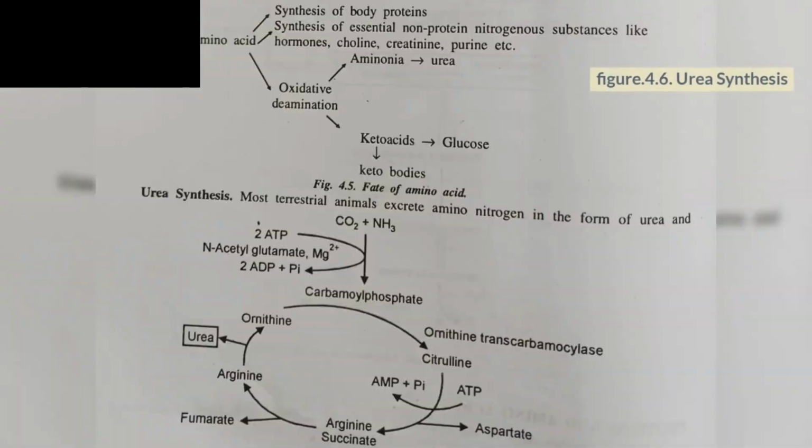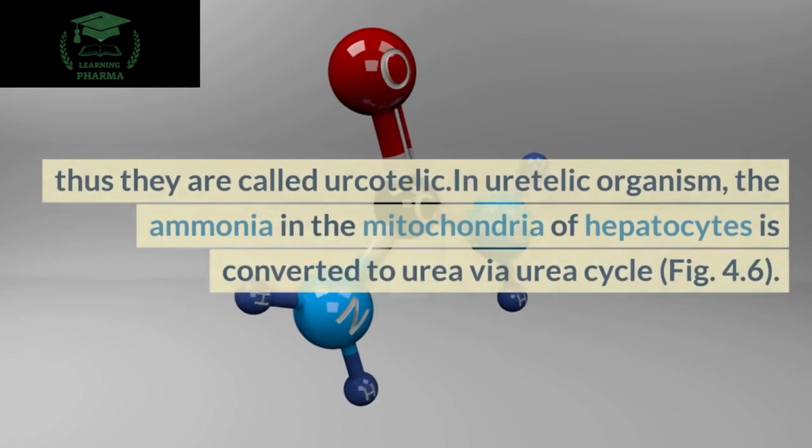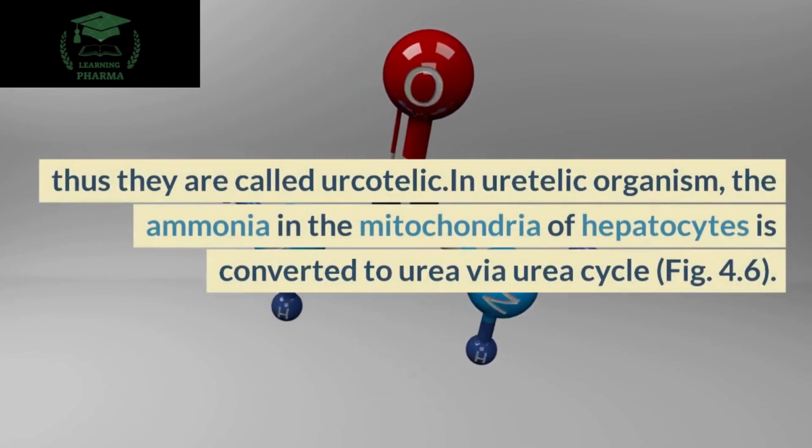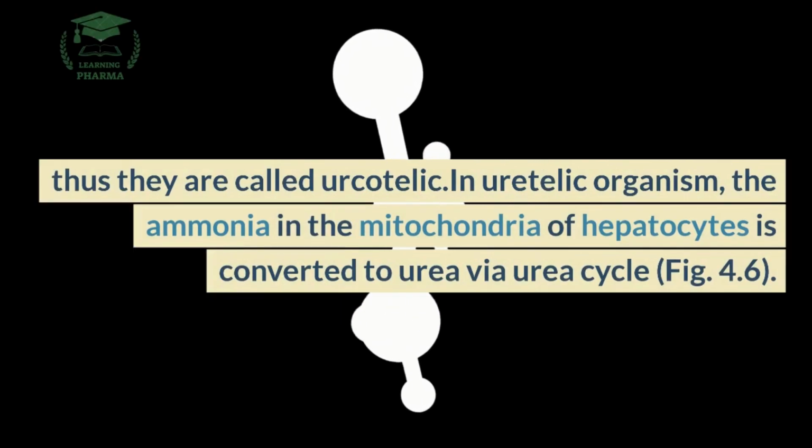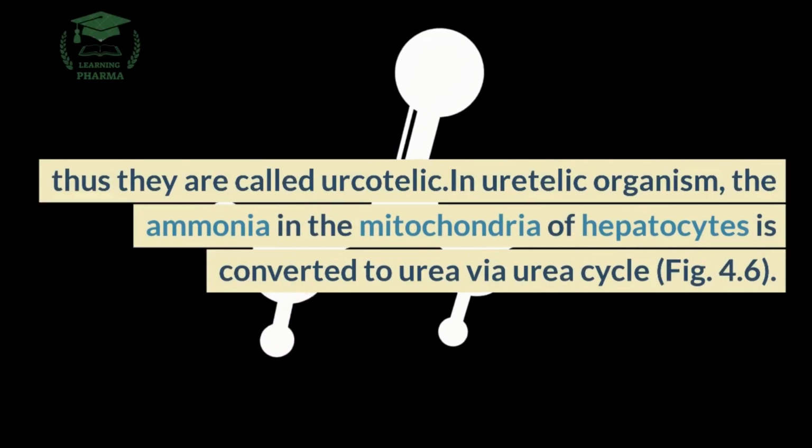4.5. Figure 4.6. Urea synthesis. In eukaryotic organisms, the ammonia in the mitochondria of hepatocytes is converted to urea via the urea cycle.